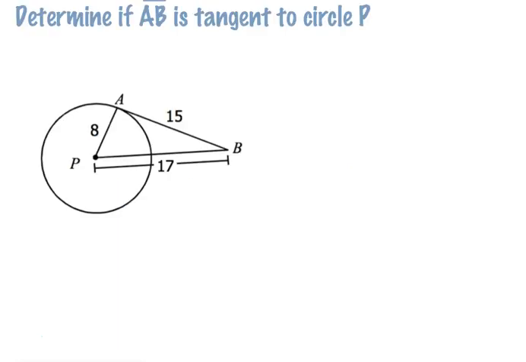So it says determine if AB is tangent to circle P. If I want to figure out if this is tangent, I have to see if that's a right angle. So do the Pythagorean theorem and see if it works or not. You already know, we've done this so many times, 8 squared plus 15 squared equals 17 squared. Well, I'm going to pretend like you don't know. It makes my job more fun. But you're right.